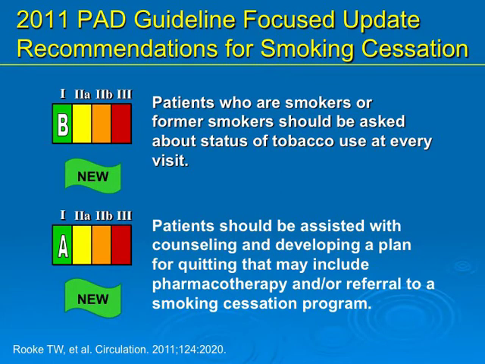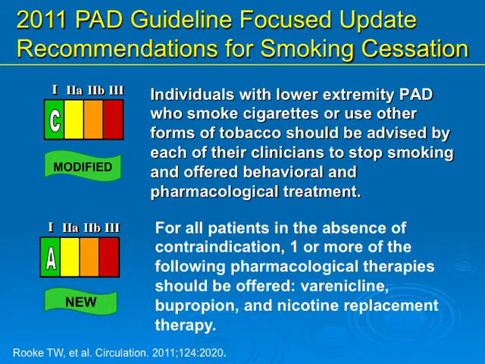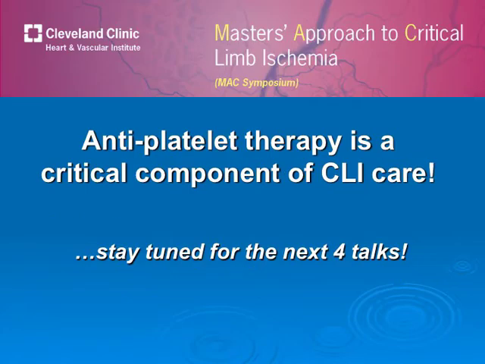And the 2011 PAD guideline update really made an emphasis on the importance of smoking cessation. Patients who are smokers or former smokers need to be asked about status of tobacco at every visit. They need to be assisted with counseling and developing a plan to quit, including pharmacotherapy and referral to formal programs. At every office visit, clinicians need to talk about the vital importance of quitting smoking. And then a 1A recommendation for patients in the absence of contraindication, pharmacologic therapy should be offered, including varenicline, bupropion, and nicotine replacement.